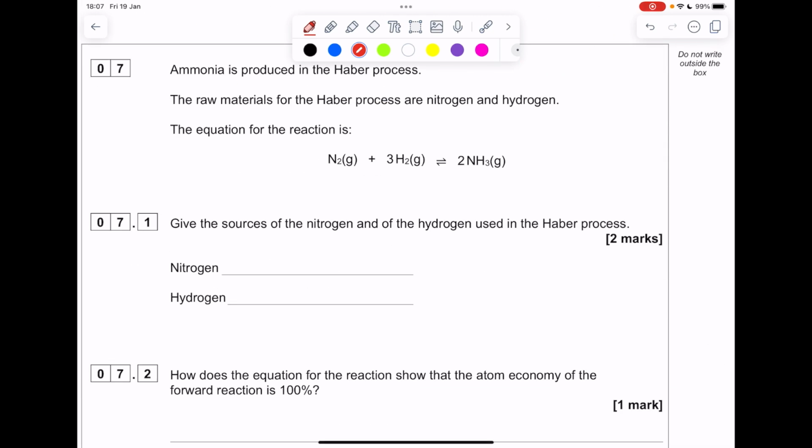Ammonia is produced in the Haber process. The raw materials for the Haber process are nitrogen and hydrogen. The equation for the reaction is: give the sources of the nitrogen and hydrogen used in the Haber process. Nitrogen, remember, comes from the air. 78% of our air is made up of nitrogen. Hydrogen comes from natural gas.